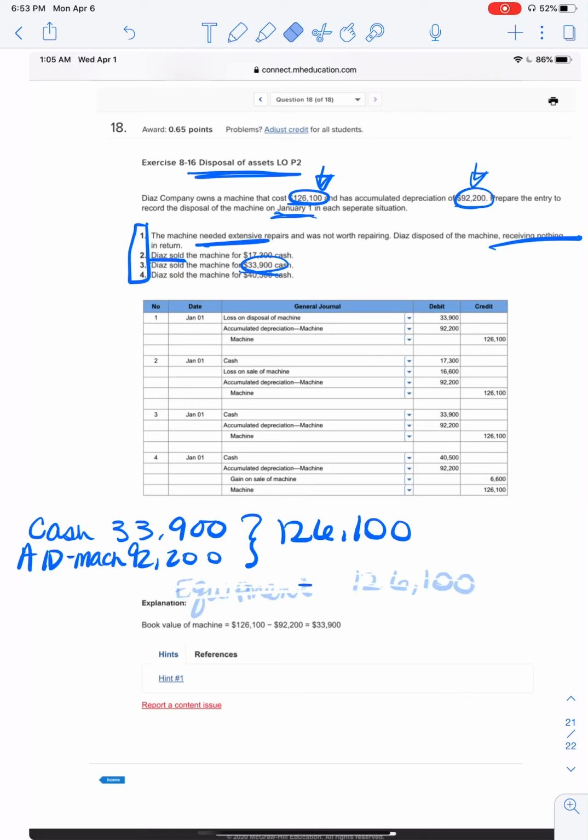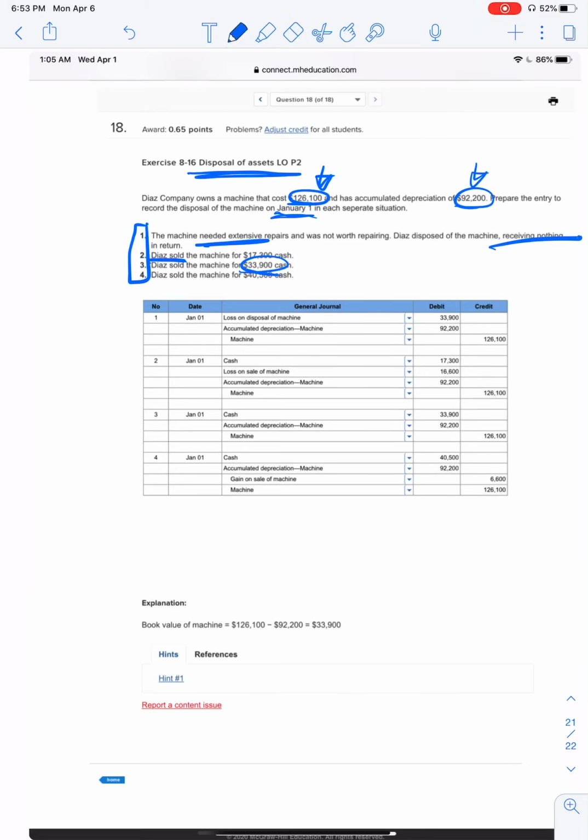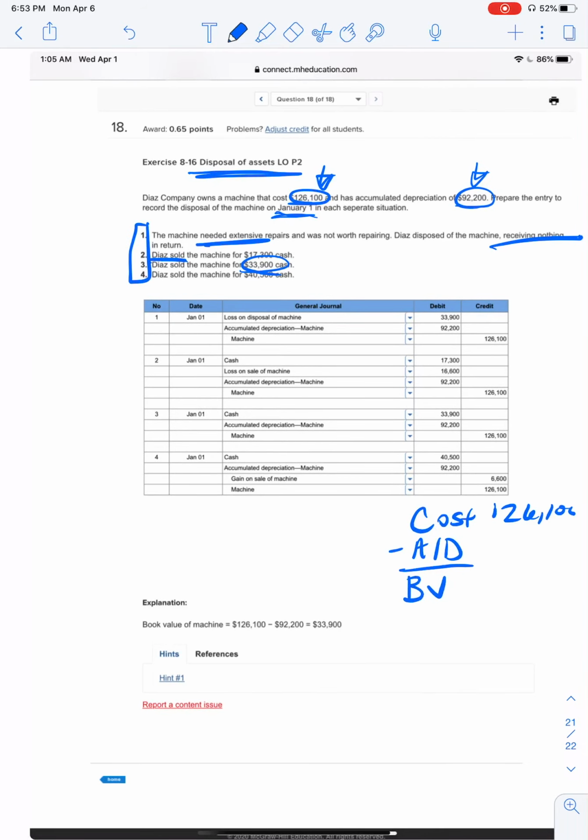So when you get a question like this, what you may want to do, and I'm not requiring you to do this, right? This is not a required part of the question, but it might make sense to help you see what's going on, is you might want to just take a second and immediately calculate cost minus accumulated depreciation and figure out that book value amount. So in this case, it tells us the cost was $126,100. The accumulated depreciation was $92,200. And if you did that, you would see that that brings our book value to $33,900.